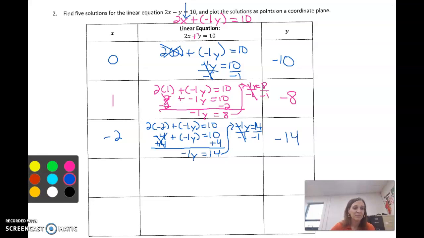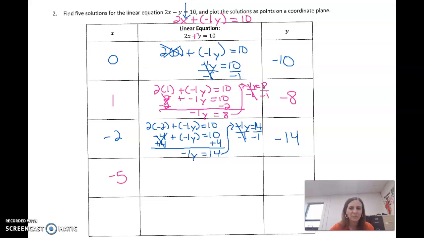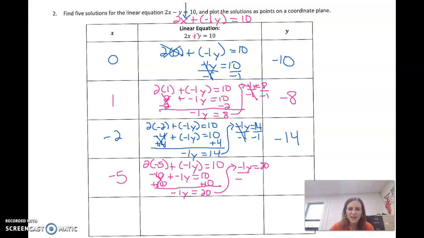Negative 5. Let me switch up my colors here. I'm going to plug negative 5 in, plus a negative 1y equals 10. That's negative 10 plus a negative 1y equals 10. I'm going to add 10 to both sides. Negative 1y equals 20. Do you guys see how you kind of get in a rhythm? You're doing the same thing over and over. Your numbers are changing, but that's it.